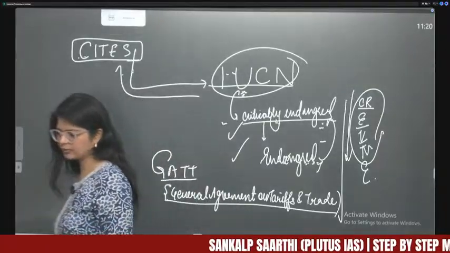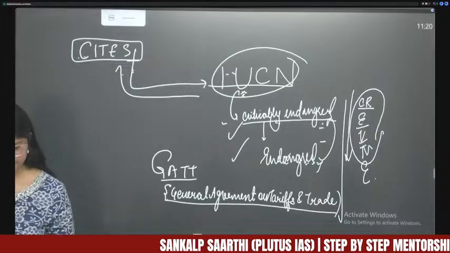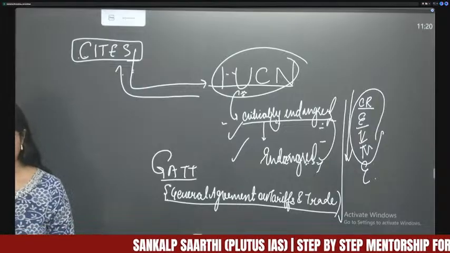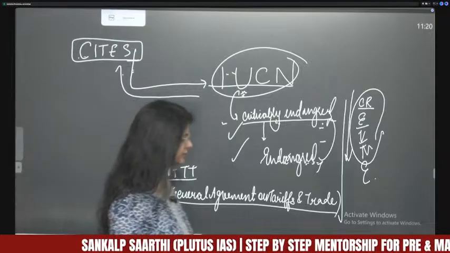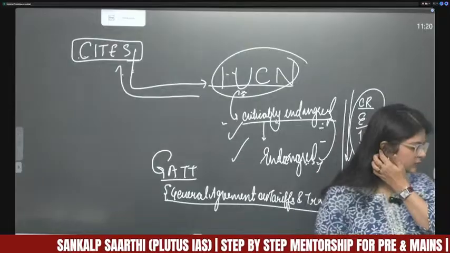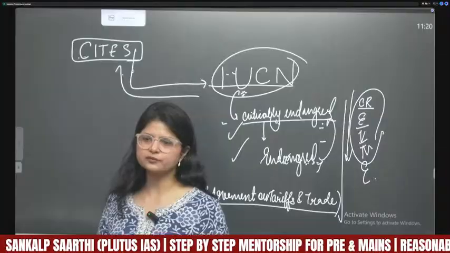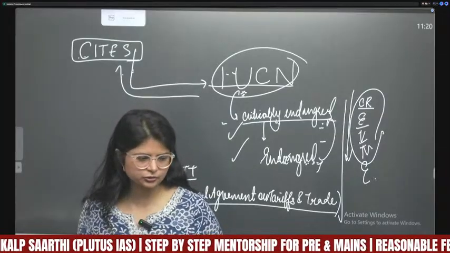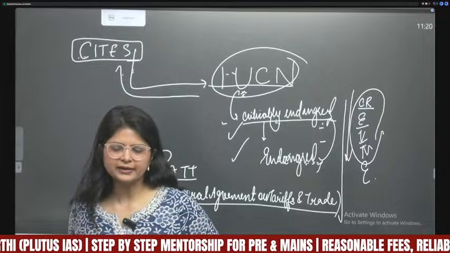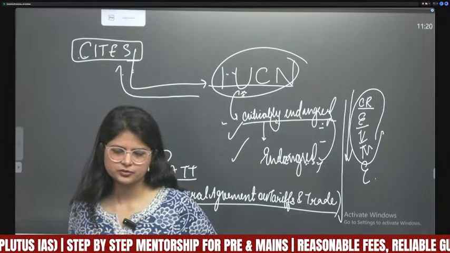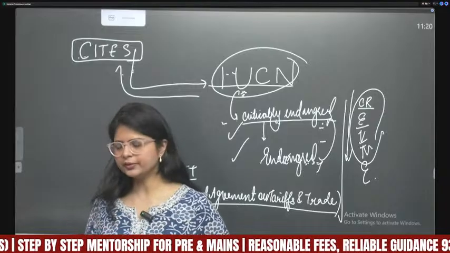Now it's time to do one question. Write down: State the contribution of CITES in controlling the trade of wildlife species. Do it in 250 words.